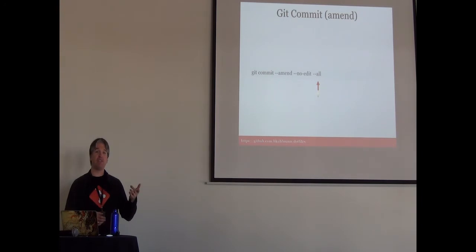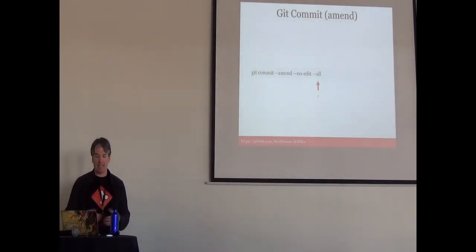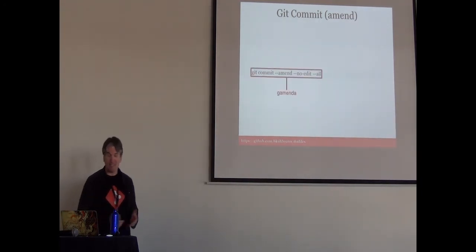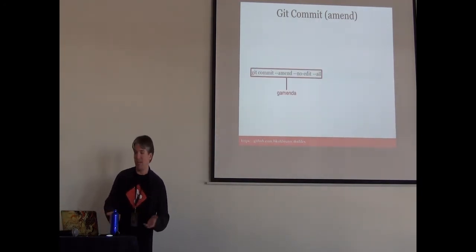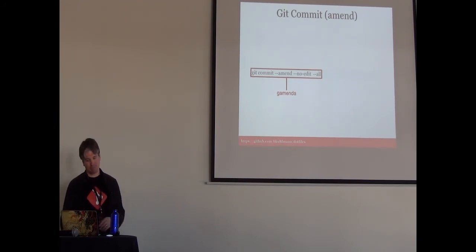It's going to add everything and shove it into that last commit. This is super handy because sometimes I'm fixing not only the previous commit, but I also realize I have additional code I need to add in. I don't want to do a git add and then all that extra step. I just want to do it all in one command. So you can do that with all in that case. And in this case, this is my shorthand, command A or git amend all.